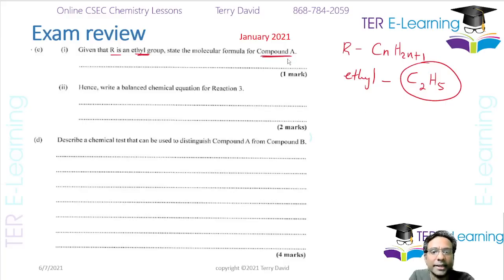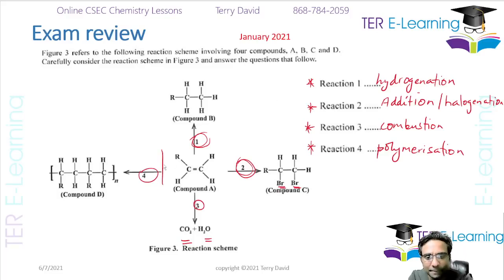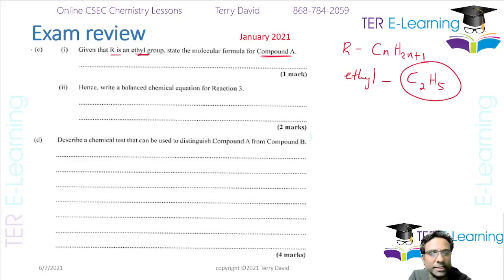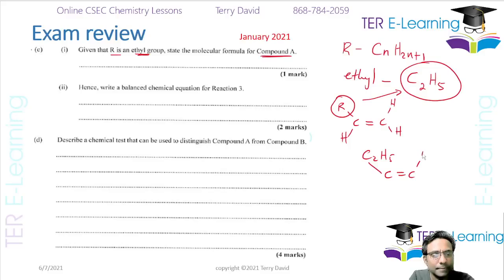They want to know what is the molecular formula for compound A. So let's go back and see what A looks like. This is A here. So let me just draw it across here. So this is what A looks like, right? So you had an R, then you had a C. So this was compound A here. And if you want to write the formula, all you need to do is to replace this R with this C2H5. So this compound here is going to be C2H5, right? And it's going to look like this. So this is my compound A.